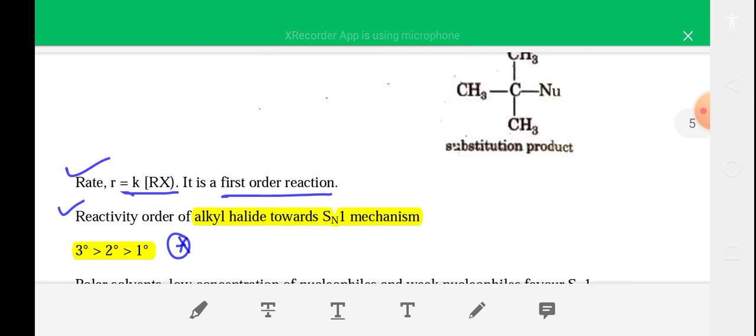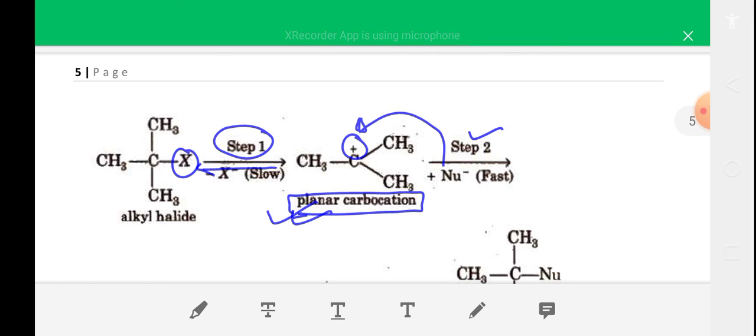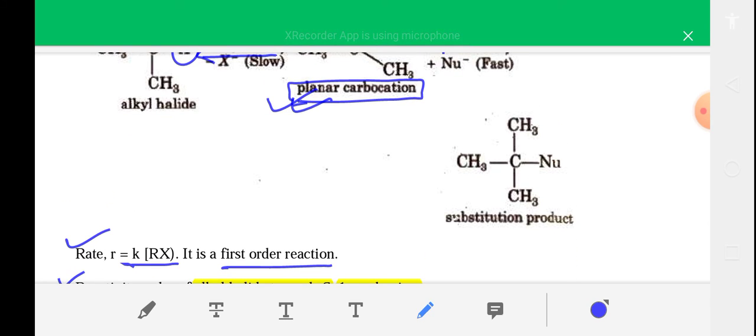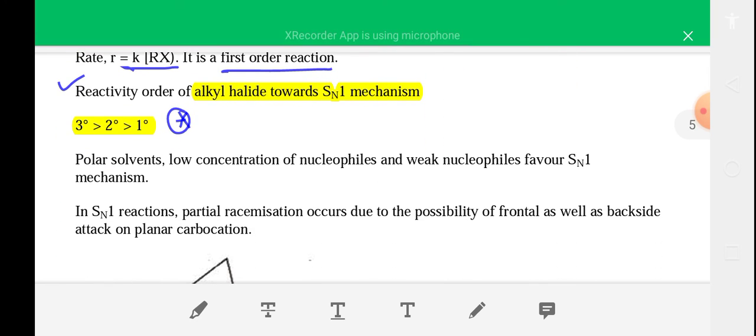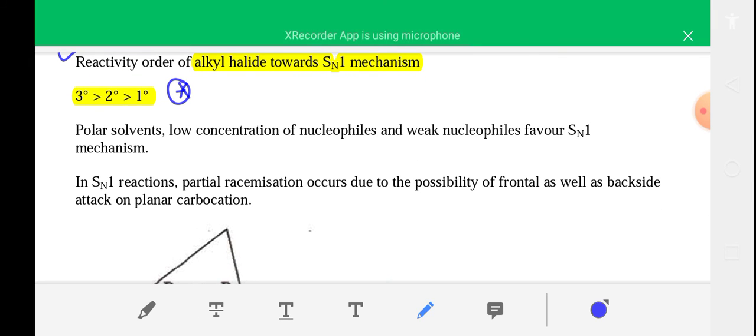This is because in SN1 reaction, in first step carbocation is formed, and if the stability of carbocation is high, then the rate of the reaction is also high. And order of stability of different carbocations, positively charged carbon compounds: you know that 3 degree carbocations are more stable than 2 degree carbocation than 1 degree carbocations. That's why rate of SN1 reaction for different alkyl halide is faster for 3 degree alkyl halide and slowest for 1 degree alkyl halide. Reactivity order of different alkyl halide toward SN1 mechanism is 3 degree alkyl halide greater than 2 degree alkyl halide greater than 1 degree alkyl halide. And polar solvent, low concentration of nucleophile and weak nucleophile favor SN1 mechanism.